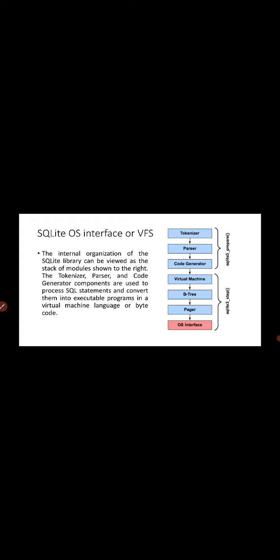SQLite OS interface or VFS. The internal organization of the SQLite library can be viewed as a stack of modules shown to the right, which is shown in the image on our right hand side. The tokenizer, parser, and code generator components are used to process SQL statements and convert them into executable programs in a virtual machine language or bytecode.